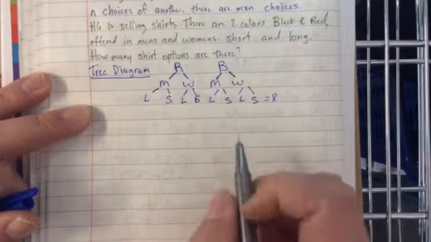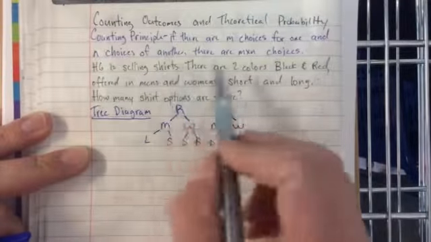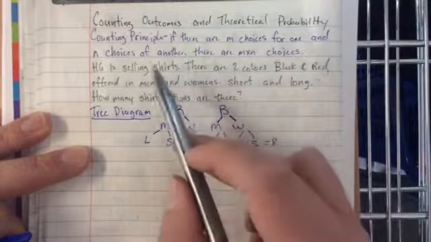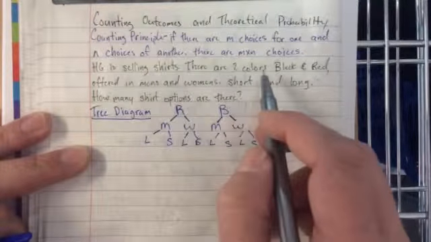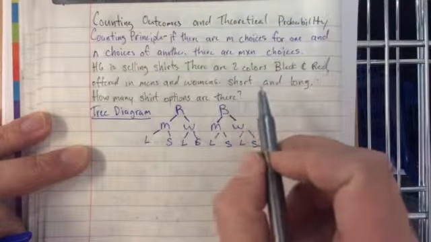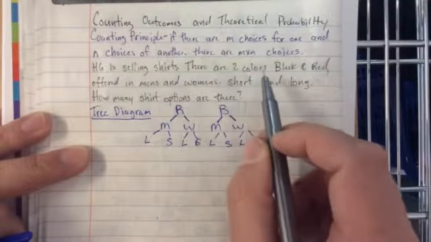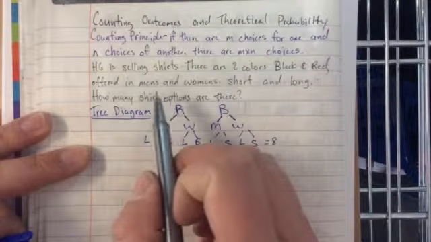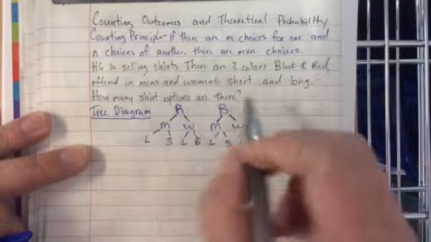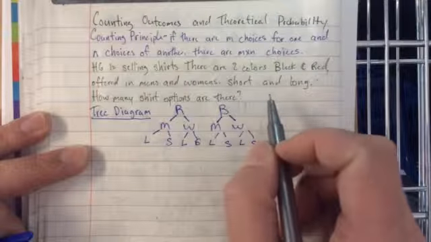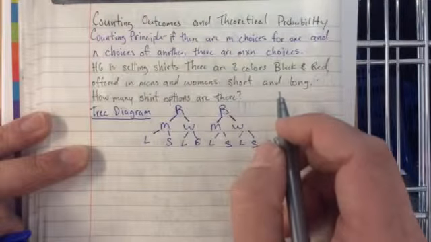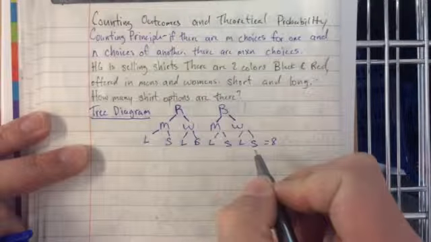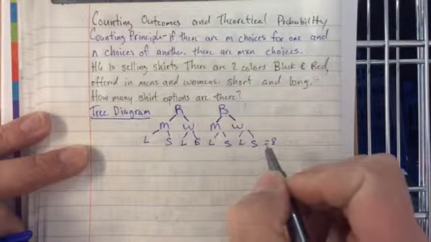Okay, so referring back to our counting principle definition, if there are M choices for one and N choices for another, there's M times N choices. So in this case, we had 2 choices for colors, black or red, 2 choices for men's or women's, and 2 choices for short and long. So M times N, or 2 times 2 times 2 equals 8.